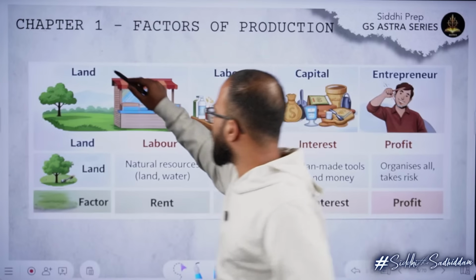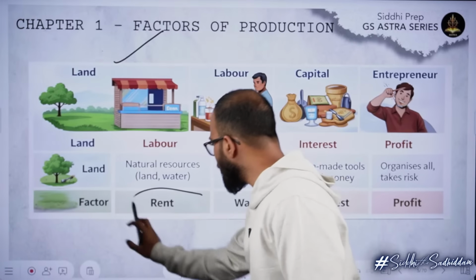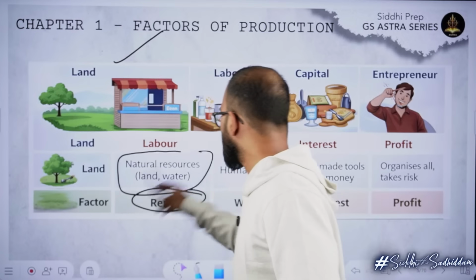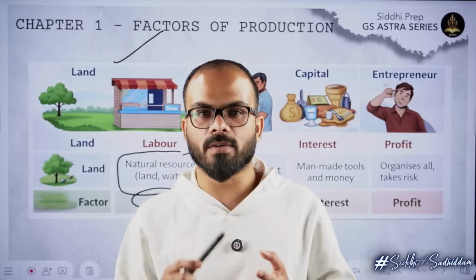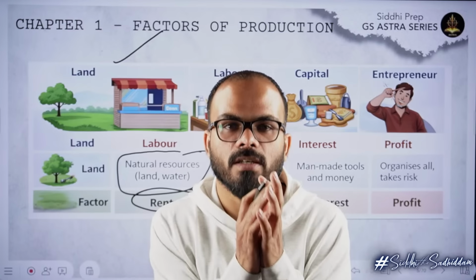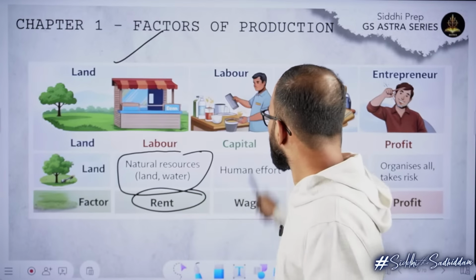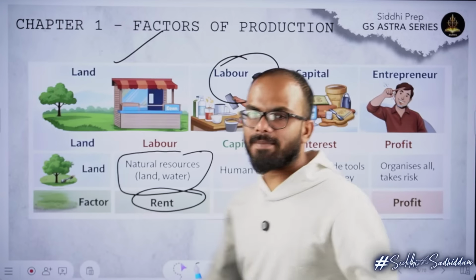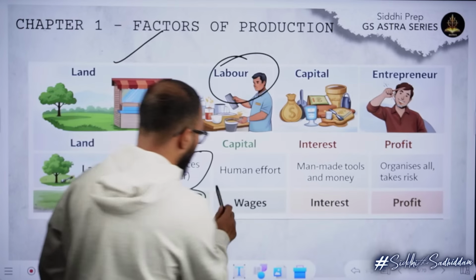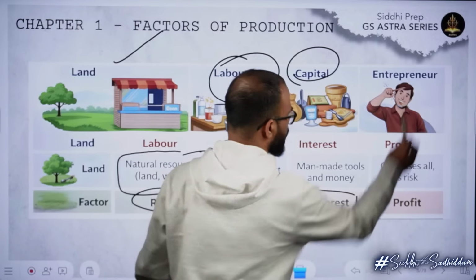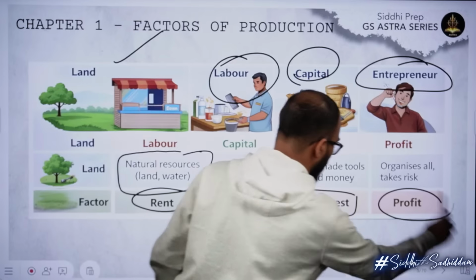There are four major factors. Land will give you rent, and in land you have all sorts of natural resources. It could be land, it could be water, it could be air. Any sort of natural resources fall under the category of land. And then you have labor. Labor is human effort and return payment is wages. For capital, you get interest, and as an entrepreneur, you get profit.